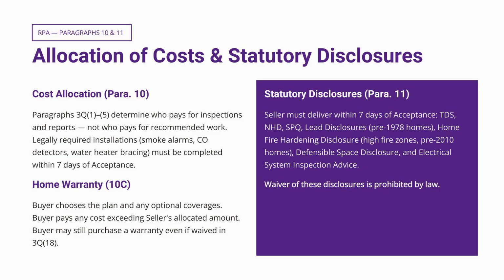Paragraphs 10 and 11 detail the allocation of costs and statutory disclosures. Payment for inspections is determined by specific clauses. Legally required installations like smoke alarms must be completed promptly. Home warranties are discussed, with buyers choosing and paying for their plan. Sellers must deliver numerous statutory disclosures within 7 days, which cannot be waived.